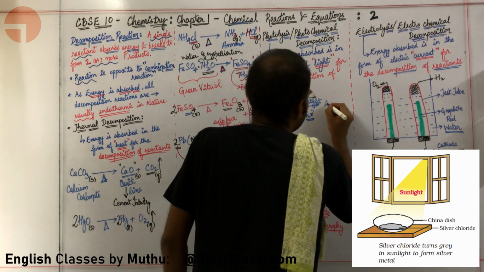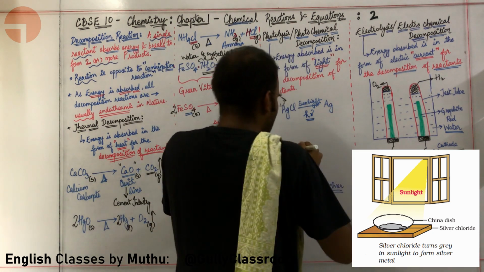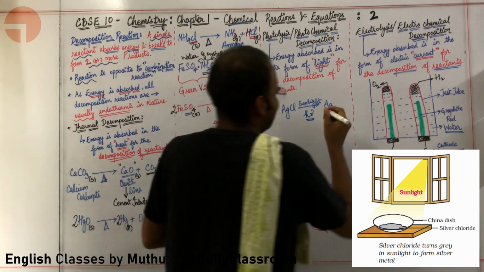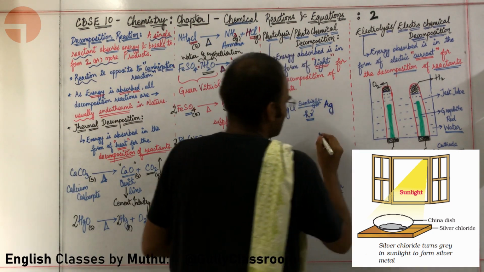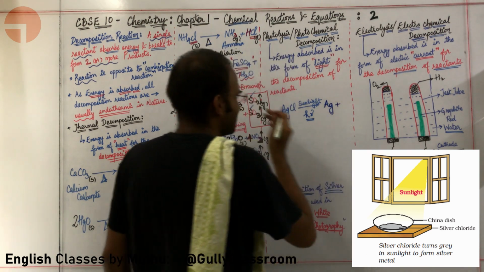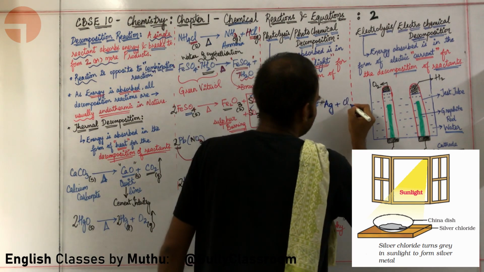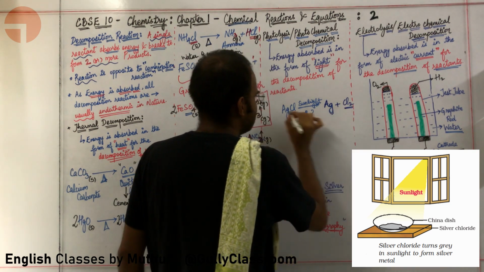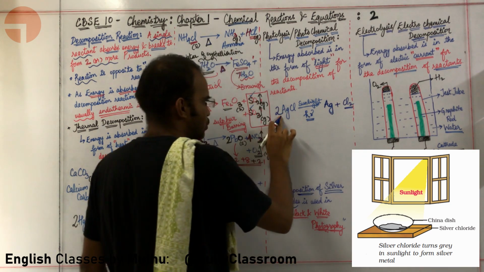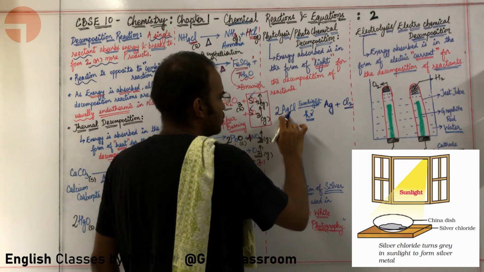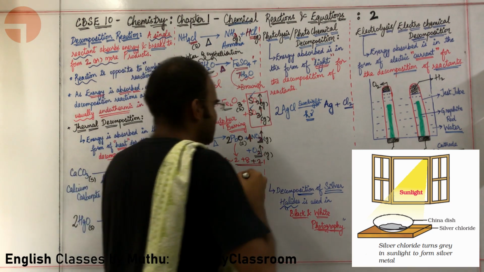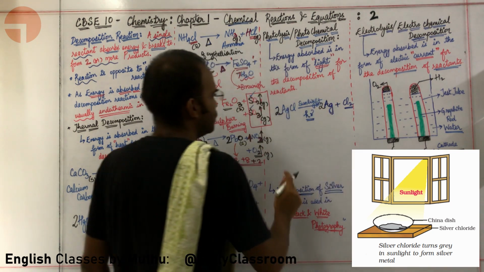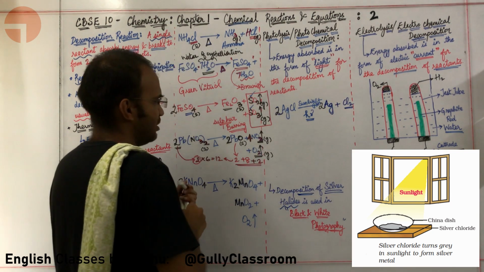What are you getting? You are getting Ag plus Cl2. So here there is Cl2. In order to balance this Cl with this Cl, I am going to put a 2 here. Ag has become 2. In order to balance this particular 2, what am I going to do? I am going to put a 2 here. This is a balanced equation.